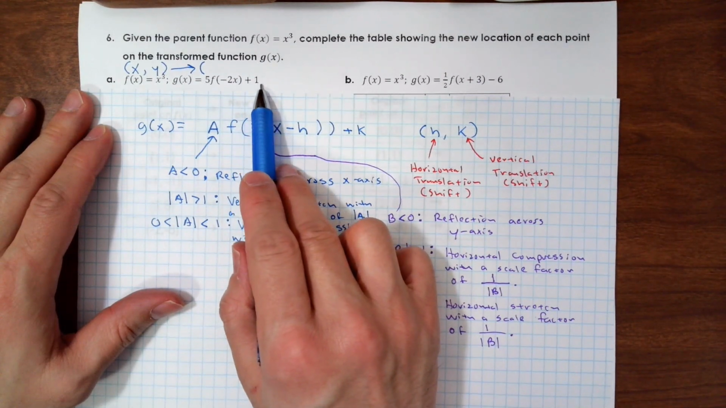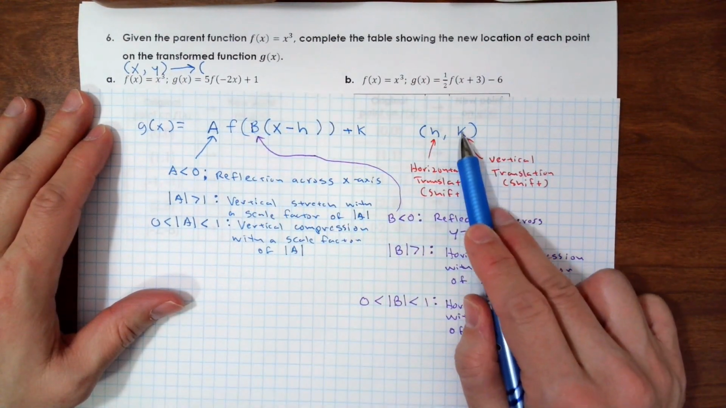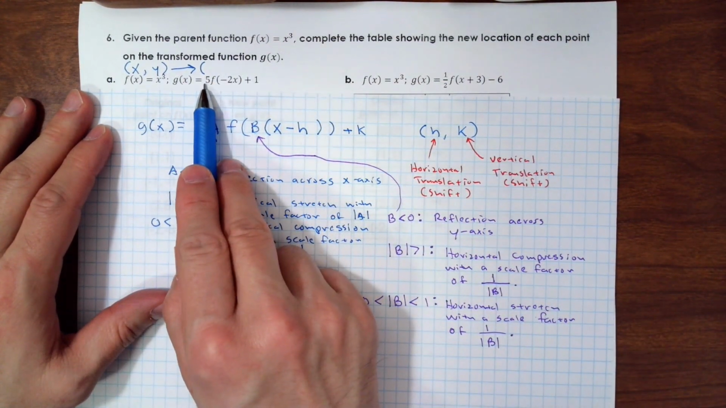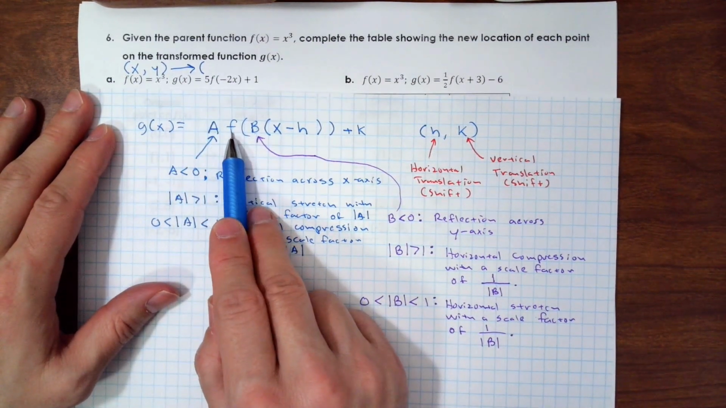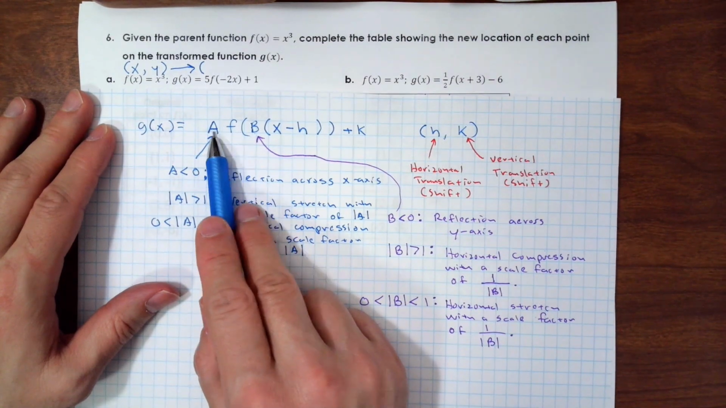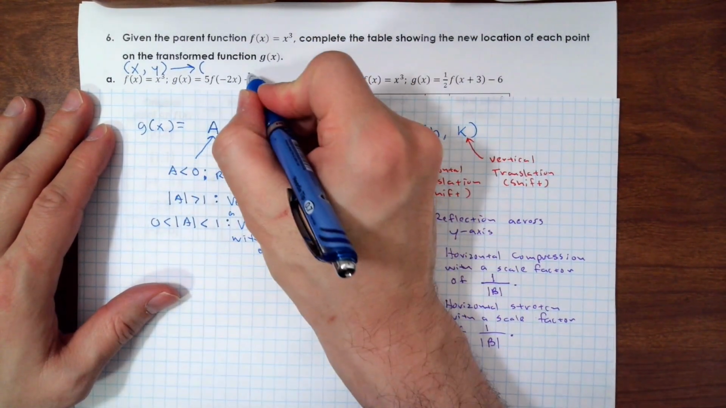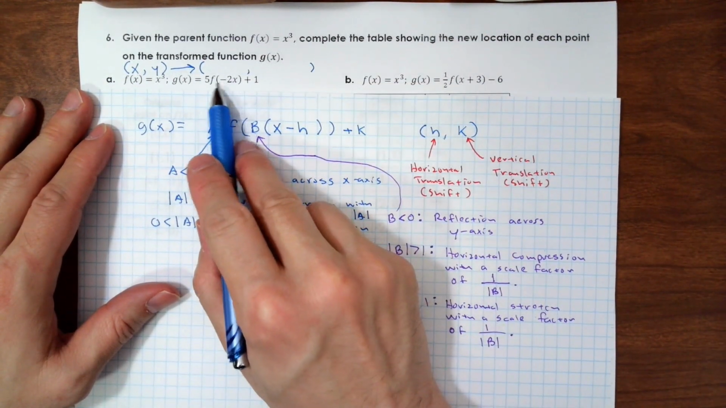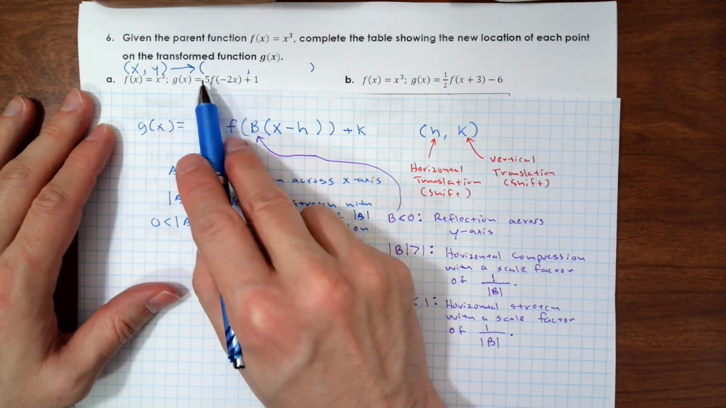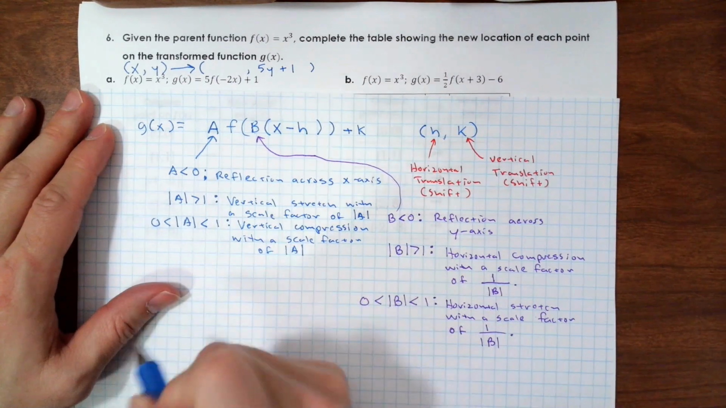See the +1, that's going to increase y by 1. We're going to have that vertical translation or shift. What's this 5 going to do? It's going to multiply the output of the function by 5. So whatever our original y was, we'll come back to the x's in a second. Whatever the original y was, we're going to multiply that by 5 and add 1.